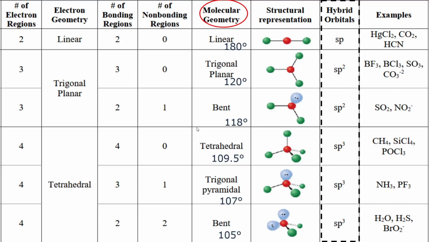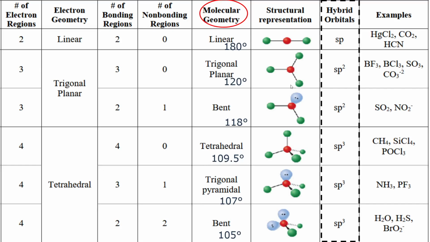Now, another thing I want you to consider is that in trigonal planar, as we go from 3 bonds to 2 bonds with one lone pair, we drop about 2 degrees. And for tetrahedral, if it's 109.5 and one of them becomes a lone pair, it's going to drop to 107, and if it's bent, it's going to drop to about 105. Now, remember that all these are approximations.